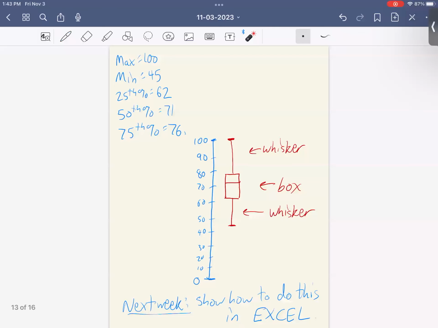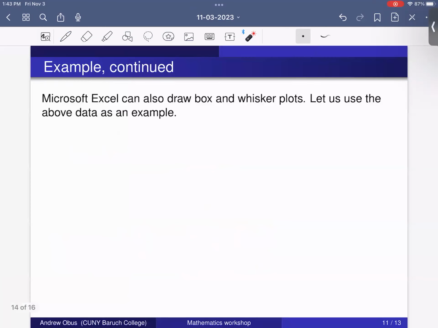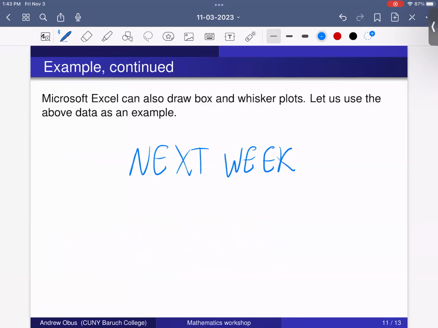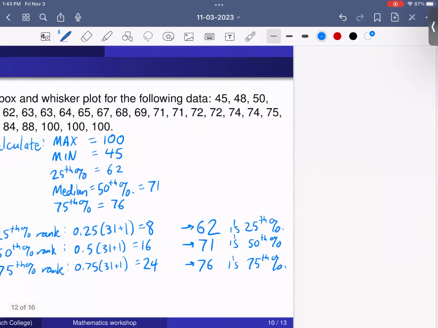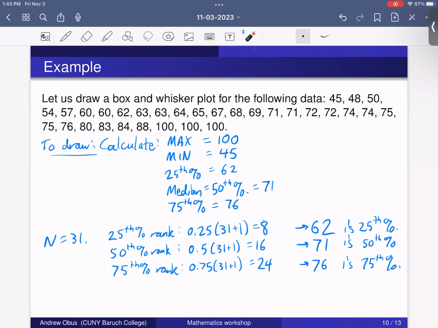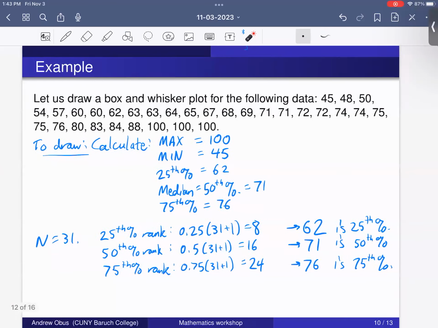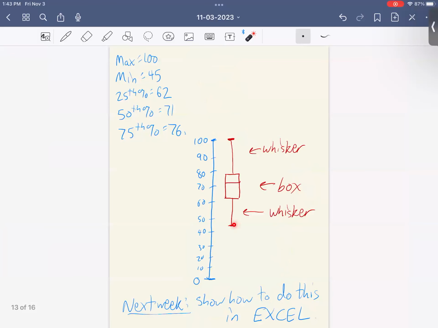Okay. Good. So you can also do this in Microsoft Excel. We'll use the above data as an example, but this will be next week because I don't want to rush the technology. The max represents the largest number and the min represents the smallest number. Yes, Armstrong, thank you. In this case, for this data, the largest number is 100 and the smallest number is 45. So that's what we get for the box and whisker plots, goes down to the smallest and up to the largest.